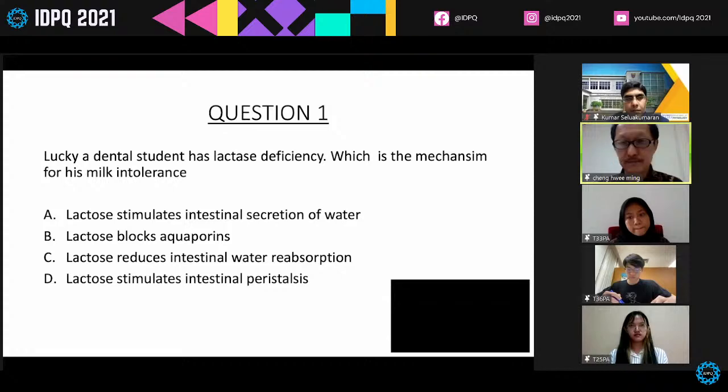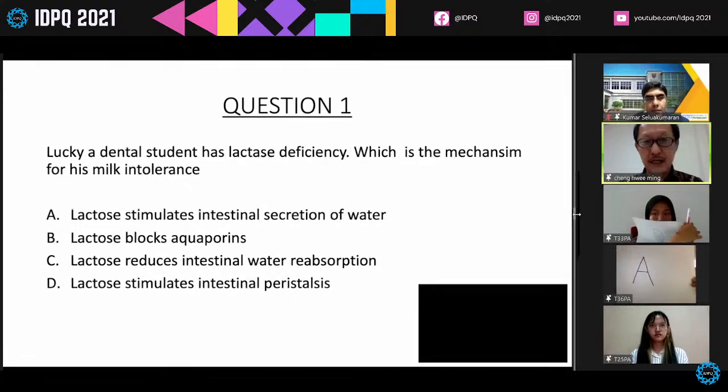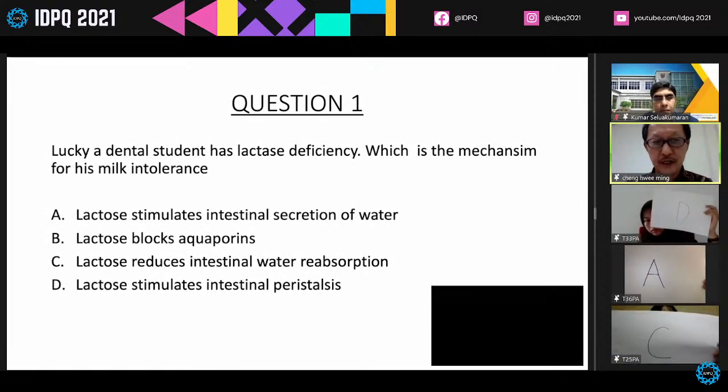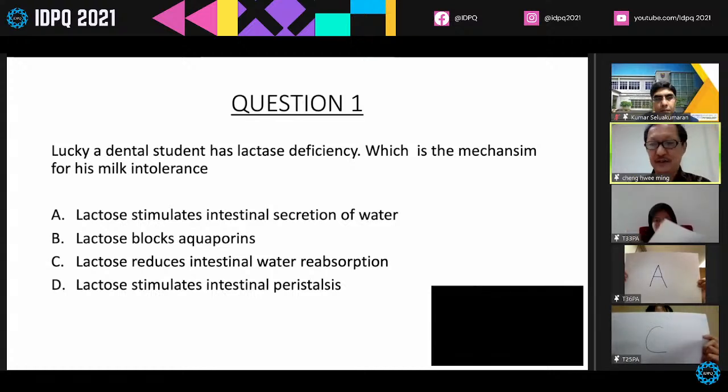Okay, time is up. The answer to this is that this is an osmotic diuresis caused by lactose that cannot be reabsorbed. So the answer should be C. Lactose reduces intestinal water reabsorption. Keep your answer. So team 33 is incorrect, team 36 incorrect, and team 25, C is correct. Thank you.